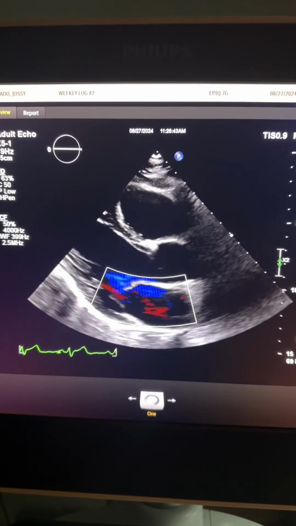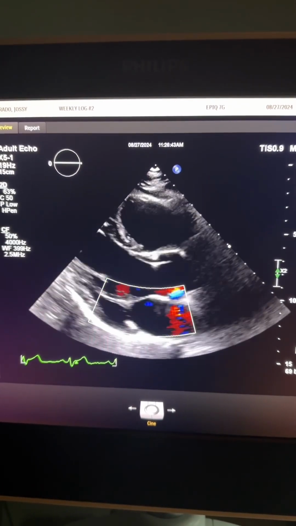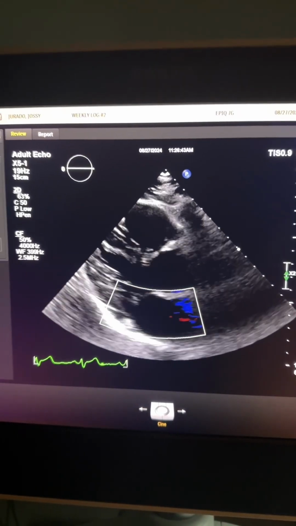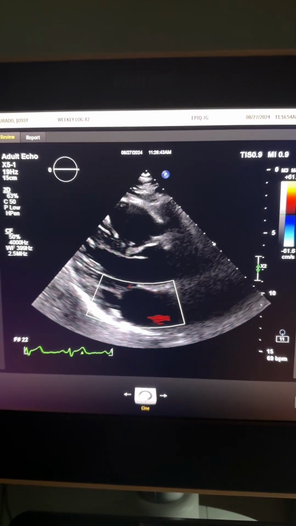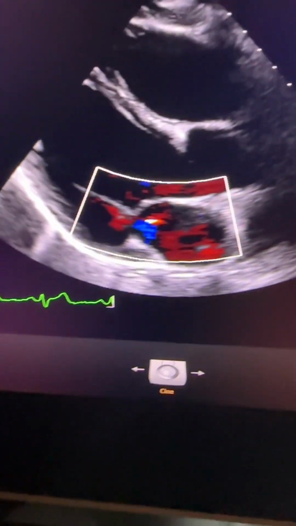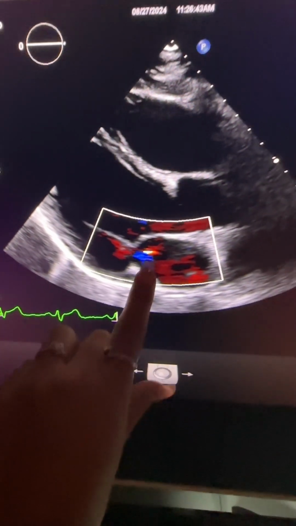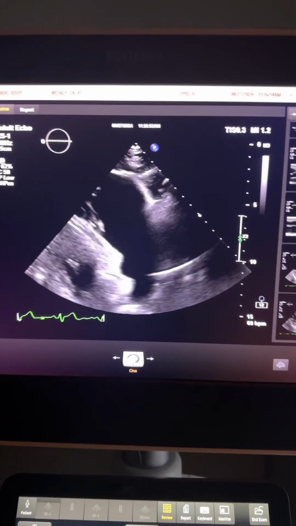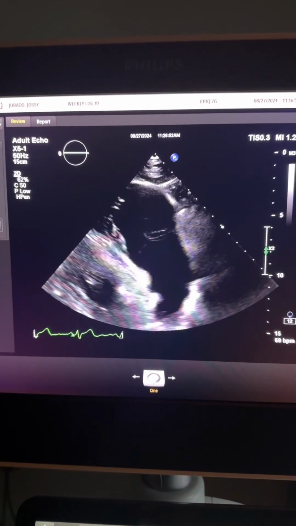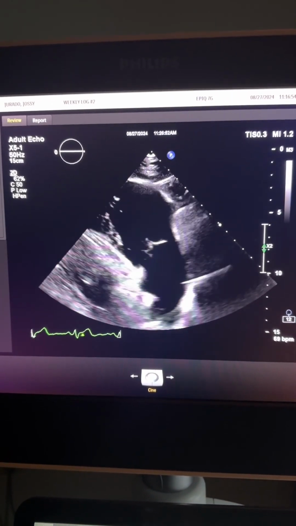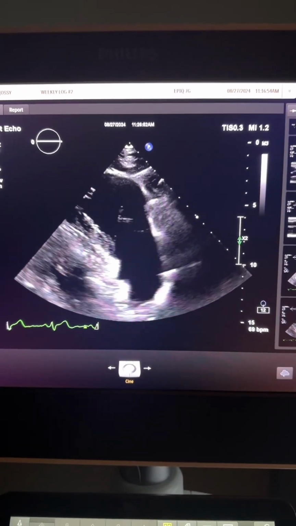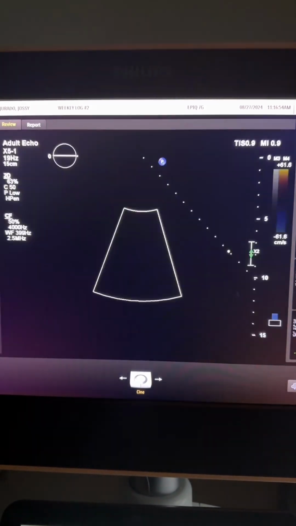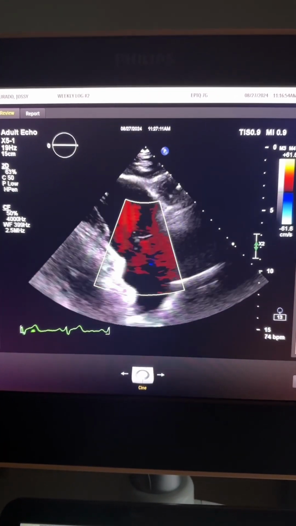I also did a color Doppler of the mitral valve, and again, this patient has a little trace of regurg, which can be visualized right here. I then took a 2D grayscale image of the RVIT, both in grayscale and color.